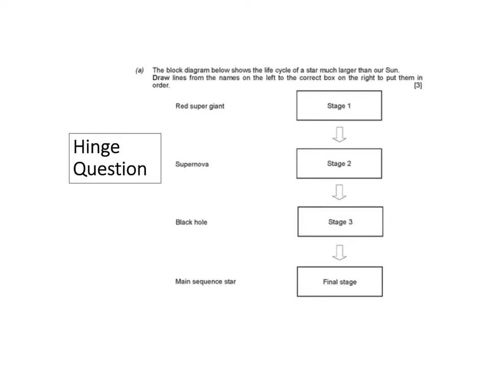Okay, so let's have a look at what we need to write in here. So let's look at the different parts. Okay, so we've got main sequence, black hole, supernova, red supergiant. The block diagram shows the life cycle of a star much larger than our sun. Draw lines from the names on the left to the correct box on the right and put them in order. So the first stage is going to be a main sequence. After this, the second stage is a red supergiant. Then we have a supernova, and then we have a black hole. Quite simply, we're just looking at our flow diagram to work out what bit goes where.